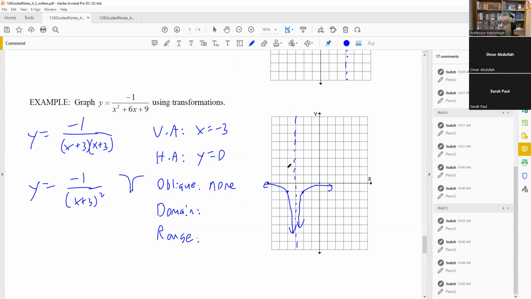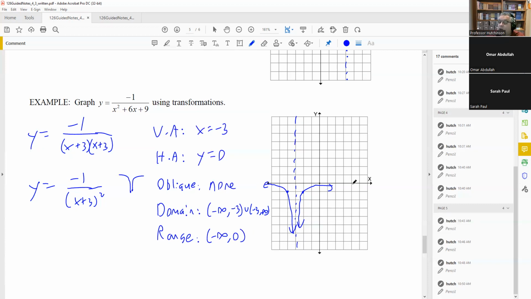The domain is going to be all x values except for where you have a vertical asymptote. -infinity to -3, -3 to infinity. Now the range, the graph only appears below the x-axis. So it's going to go all the way down to -infinity, but it's going to go up to, I'm sorry, not -3. What I'm talking about, it should be 0. Sorry about that.